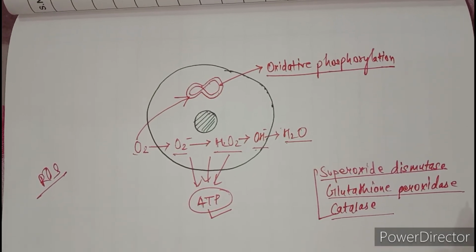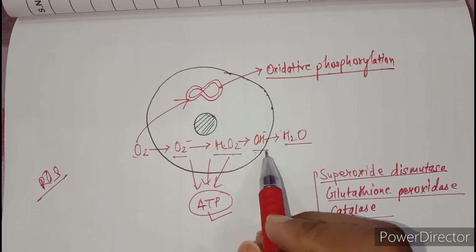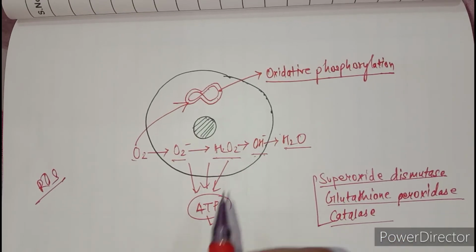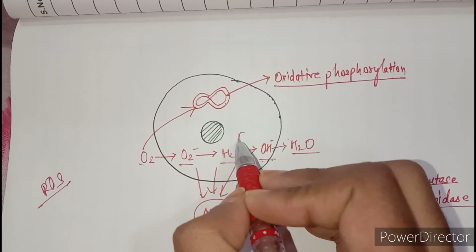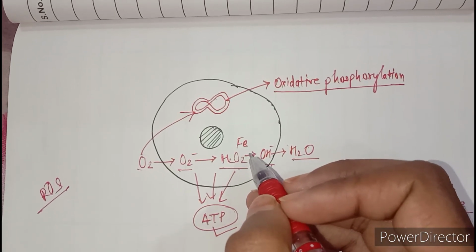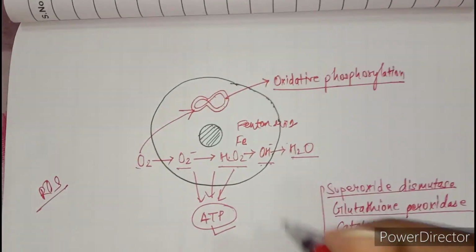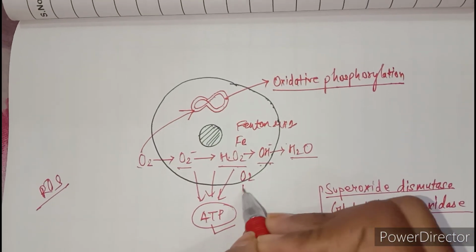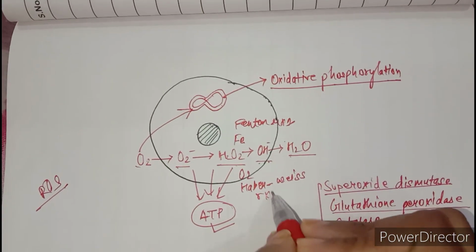Now let us see the last step, the conversion of H2O2 to OH, that is hydroxyl ion. So how is it converting? If the conversion takes place in the presence of iron, then it is known as the Fenton reaction. And if the conversion takes place in the presence of oxygen, then it is known as the Haber-Weiss reaction.